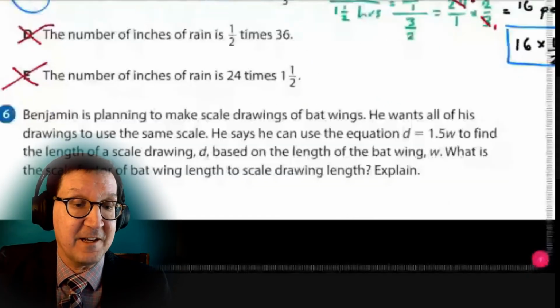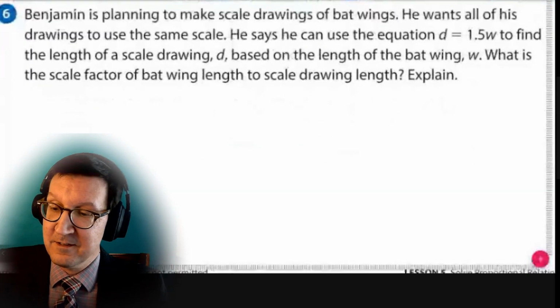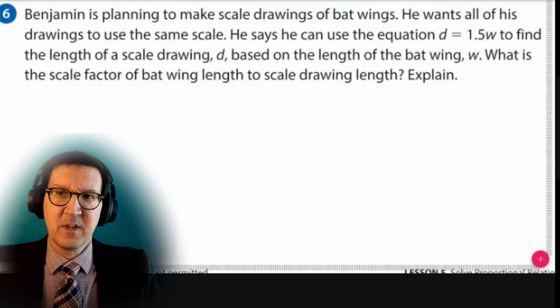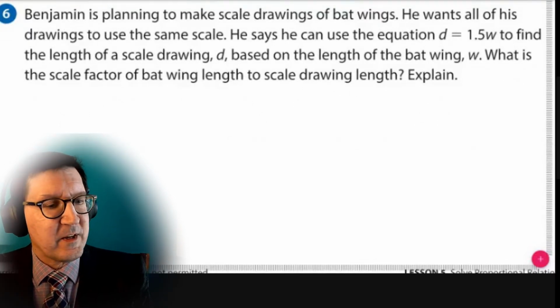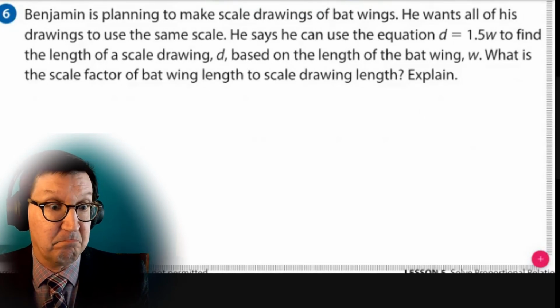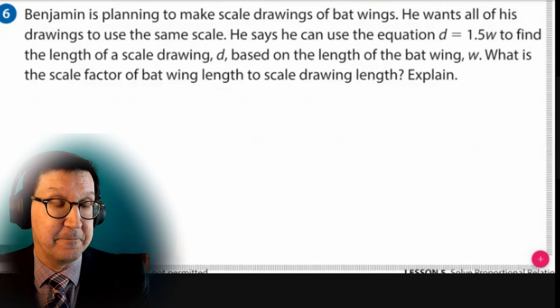And if you got all that way, congratulations. Very proud of you. All right, number 6. Benjamin is planning to make scale drawings of bat wings. Why? I don't know. Just go with it.